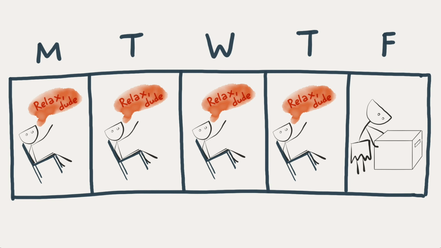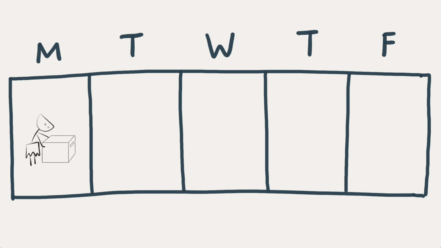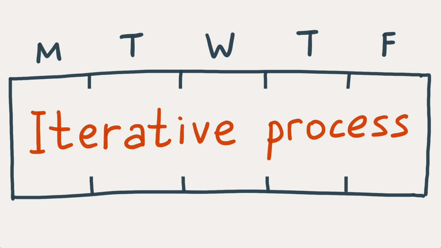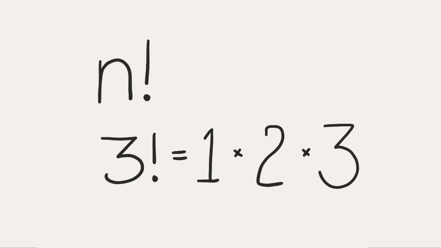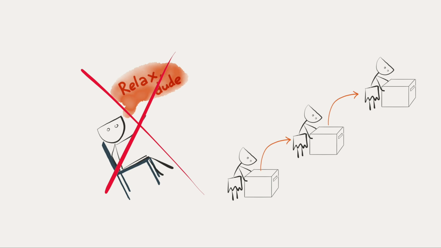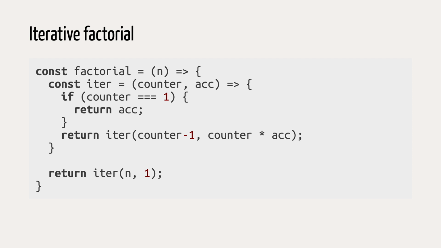Doing everything on Friday afternoon is certainly not the best way to work. A better way is doing a little bit on Monday, a little bit on Tuesday, etc. This is iterative process, the guy who distributes his work throughout the week. Let's implement the same factorial function using an iterative process. This is the idea. Don't delay the multiplications, but rather multiply two numbers right away, then pass the result to the next step. Here is the code.